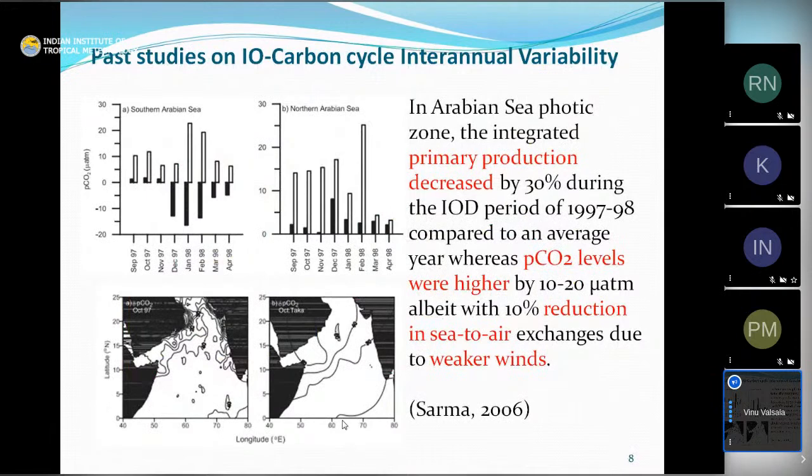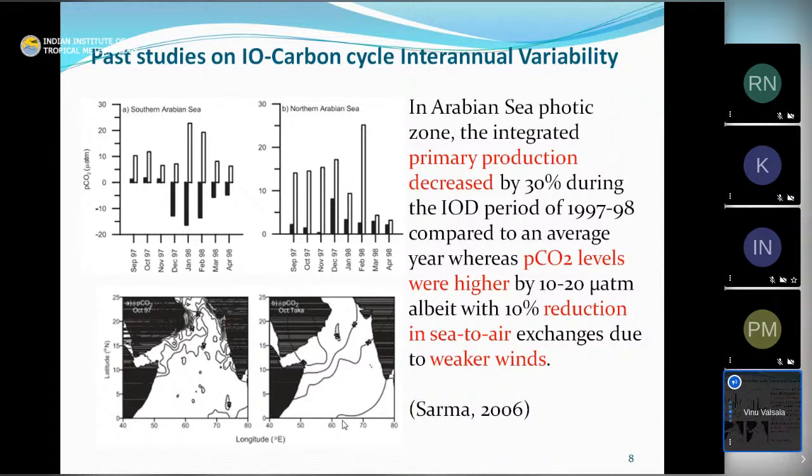Now, another study on carbon cycle per se. However, the previous study was about chlorophyll. Chlorophyll and carbon cycle are different because the carbon to chlorophyll ratio itself is a challenge. Some people say 50, or some people say from 30 to 130, it can vary. So carbon cycle per se, what are the previous studies? There are not many studies in this area. One notable study was done by Sharma in 2006, that too in the Arabian Sea by direct observation.